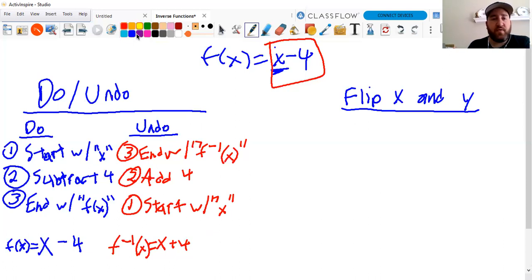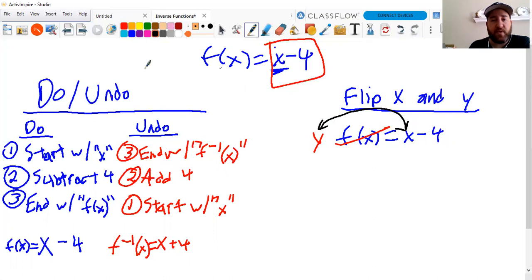All right, so for flip x and y, it's more algebraic. I'm going to start with my original function. I'm going to swap out f of x for y. We know they're interchangeable. I've done this enough that I can just cross it out here, put in my y, and then show the next step, flipping it with x. So I could do both in one. If you need to do them separately, you can.